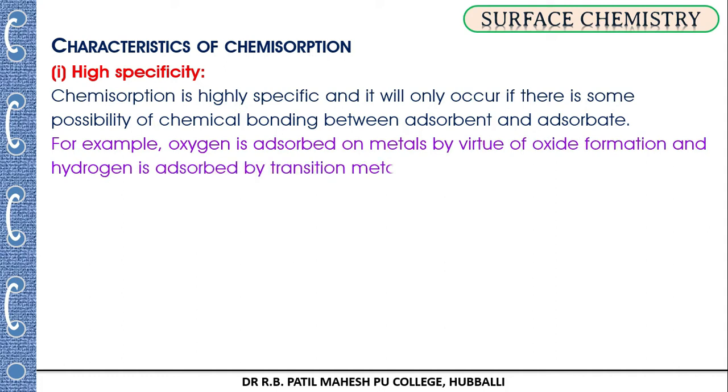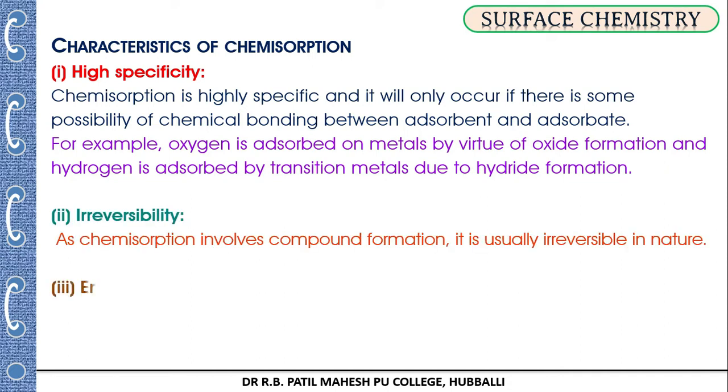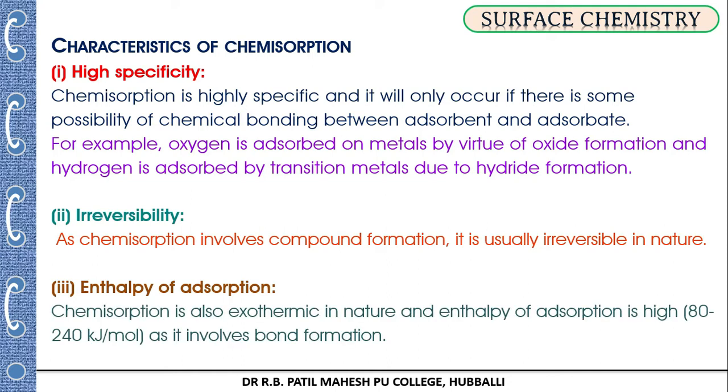Irreversibility. Chemical adsorption is irreversible in nature. Once the chemical bond is formed on the surface, it is irreversible. Next, enthalpy of adsorption. Chemisorption involves chemical bond formation, hence it is going to be strong and the enthalpy of adsorption is going to be more. It is of the order of 80 to 240 kilojoules per mole in the case of chemical adsorption.